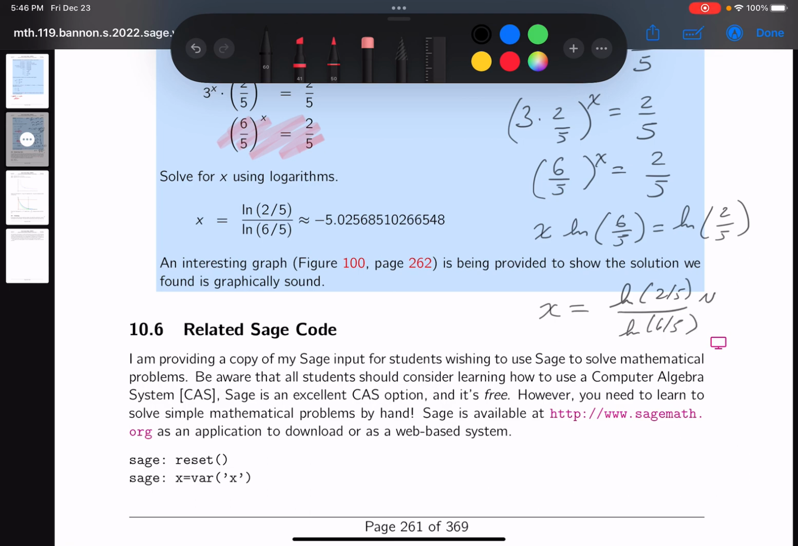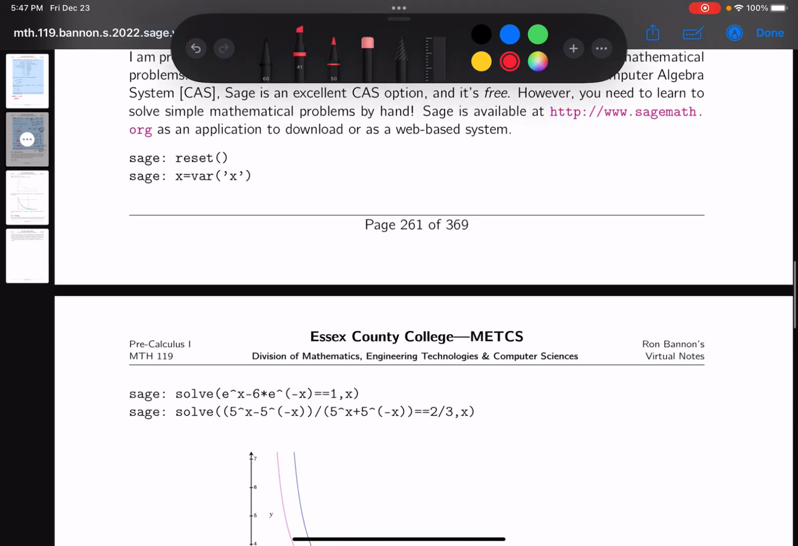If you use the calculator to approximate that, that's fine, to get a feel for it. It's approximately the number -5. Looking over here, let me point it out. Using logarithms, I got what I said I was going to get, and it's approximately equal to -5. There's also a graph here, and I want to go through the graph with you. The graph is figure 100, page 262.